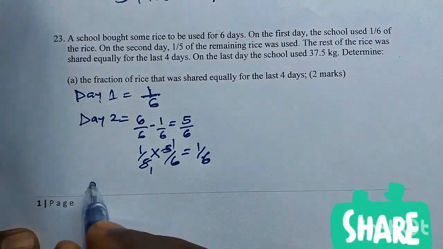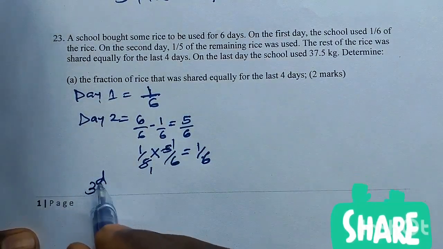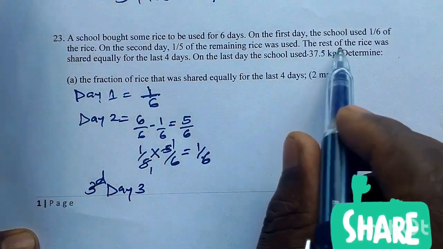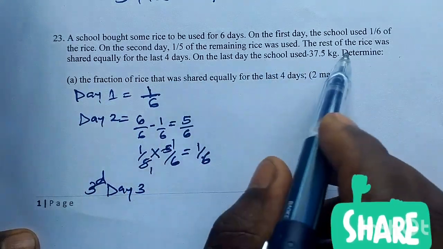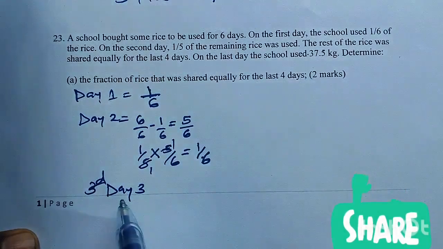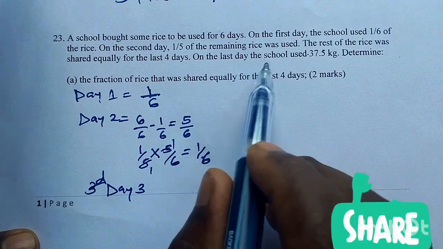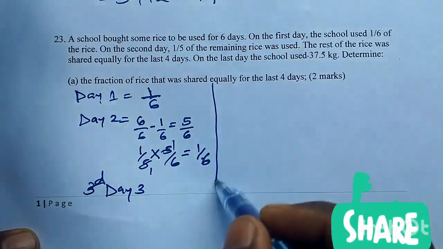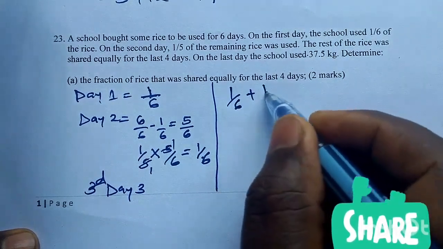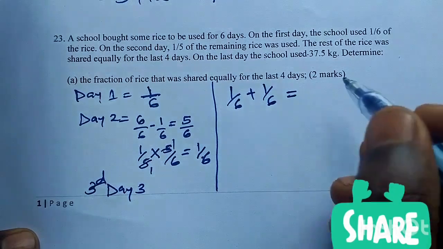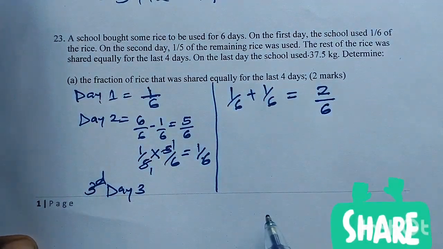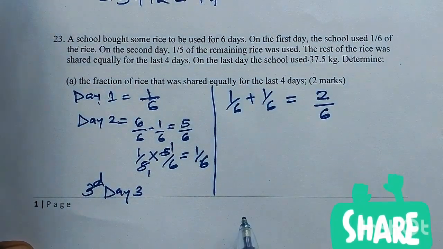Third day, day 3. The rest of the days, there were 6 days, so 4 days remaining. That is day 3, day 4. They shared equally. So let's see what has been used and what is remaining. So day 1, 1/6, plus day 2, 1/6. The answer is 2/6, right? It is 2/6 that has been used.